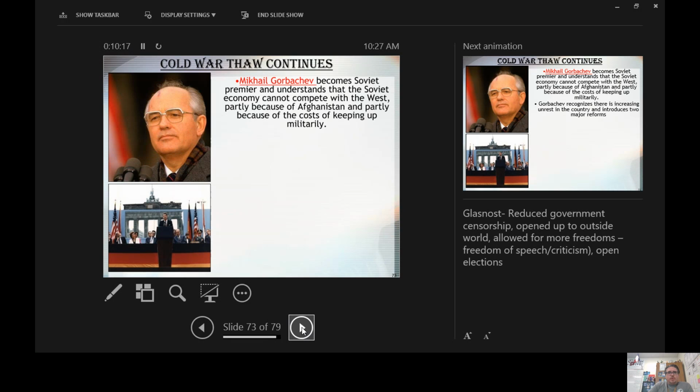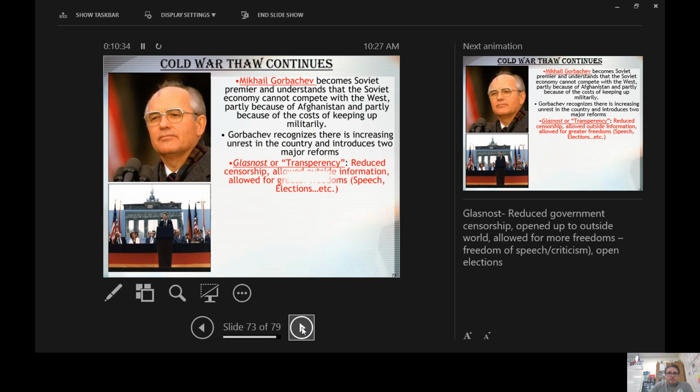Mikhail Gorbachev becomes the Soviet premier and understands that the Soviet economy cannot compete with the West, partly because of Afghanistan and partly because of the costs of keeping up the military. Gorbachev recognized that there was increasing unrest in countries, and he introduced two major reforms. Glasnost, or transparency, essentially reducing censorship of the media, allowing more outside information into the Soviet Union. He allowed for greater freedoms. People were a little bit more free in their speech. They had a little bit more choice in elections.